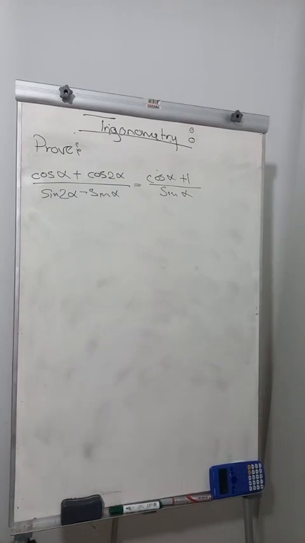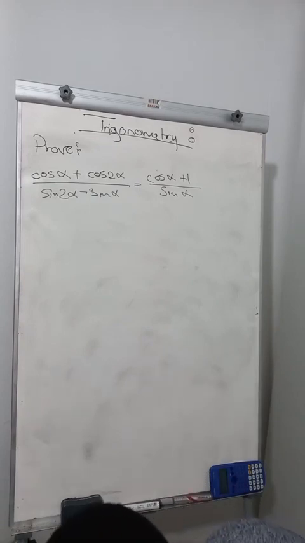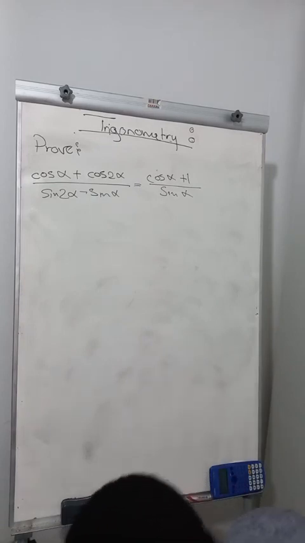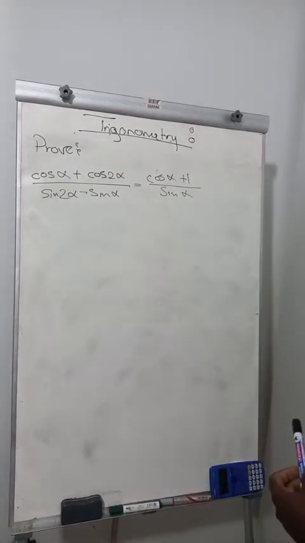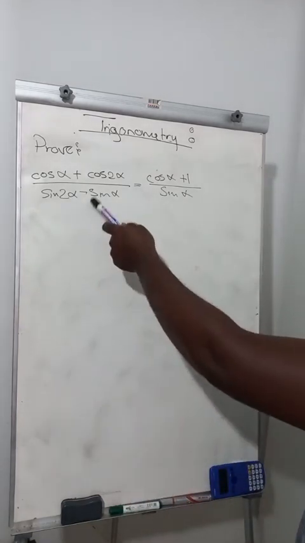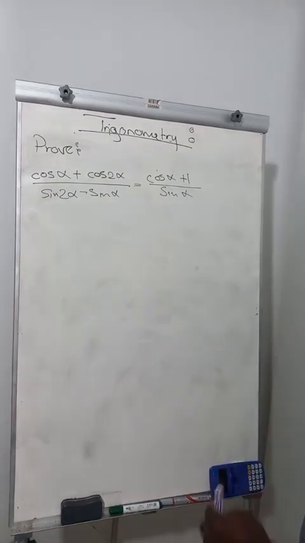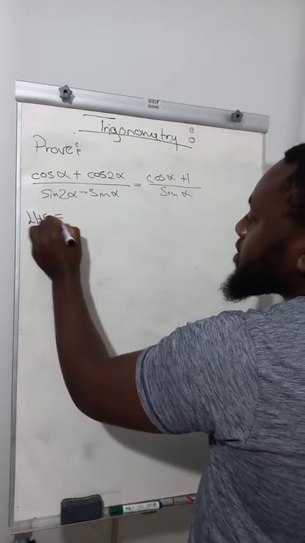Now, if you check this, we need to prove the identity. Proving the identity means you can choose the left-hand side or the right-hand side. It depends on you. But the way I'm seeing it, I think it's best to choose this side and simplify it to get the right-hand side.